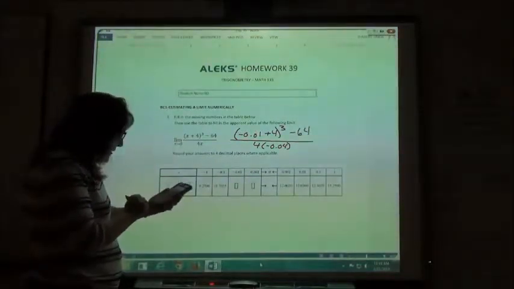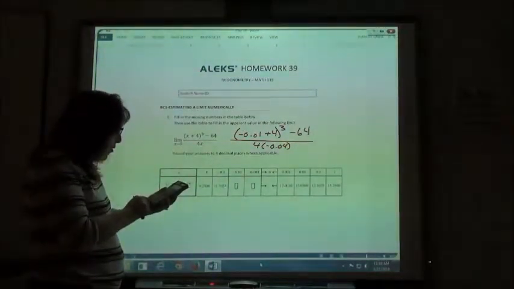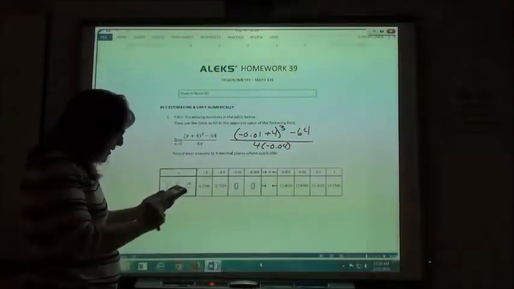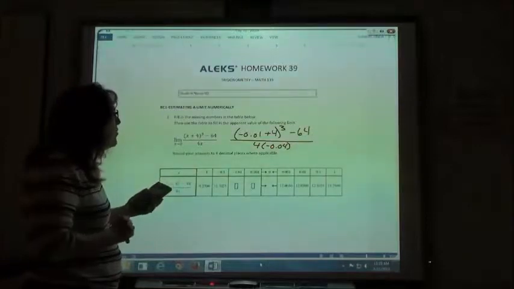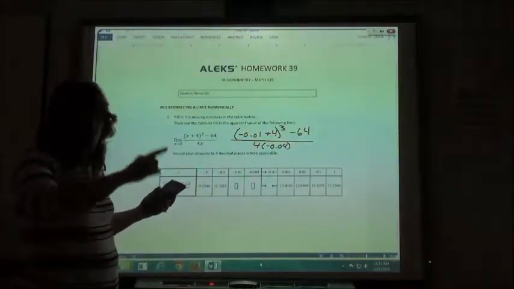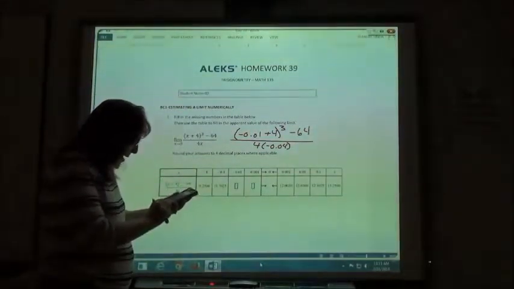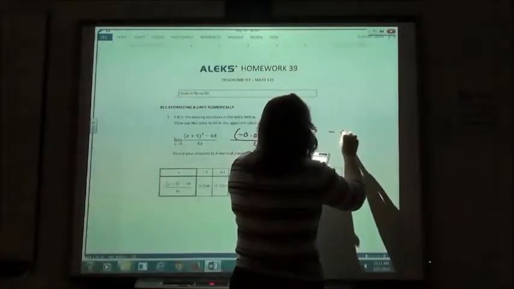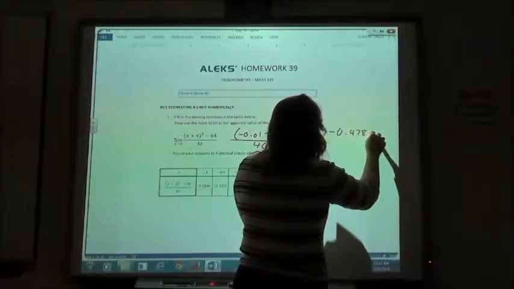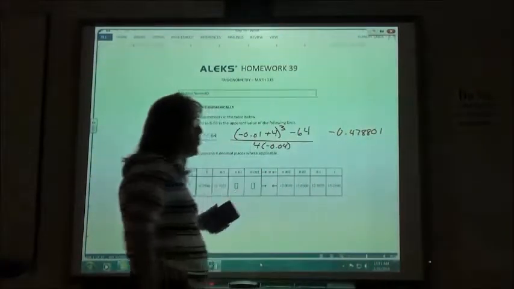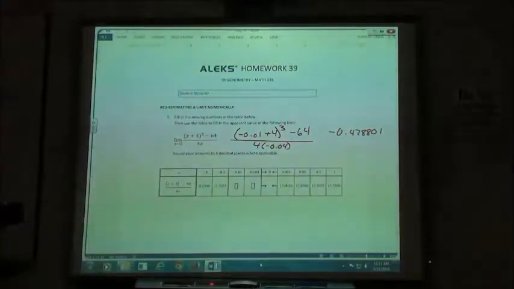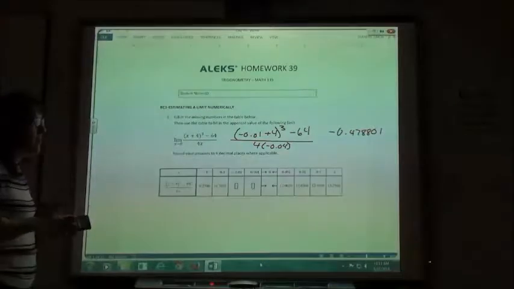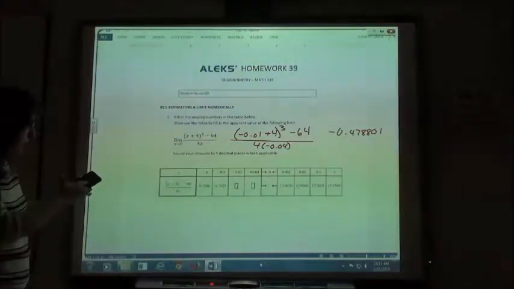So parentheses, -0.01 plus 4, close my parentheses. I'm going to cube that. So either the x cubed button or caret 3 to the third power, and then minus 64 from the end. So I get -0.478801. Try not to round off your numbers as you're doing your work. Once you're done, you're going to round your answer to 4 decimal places, but before that, you want to try not to do any rounding.